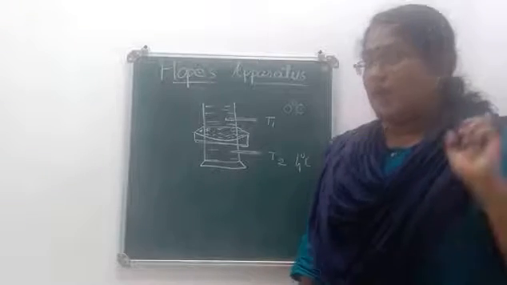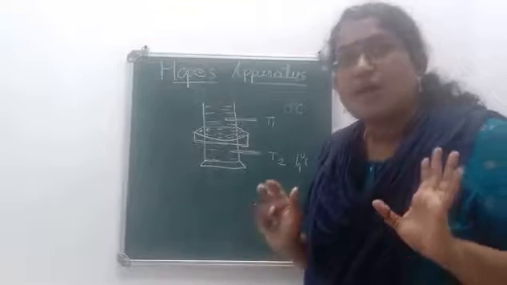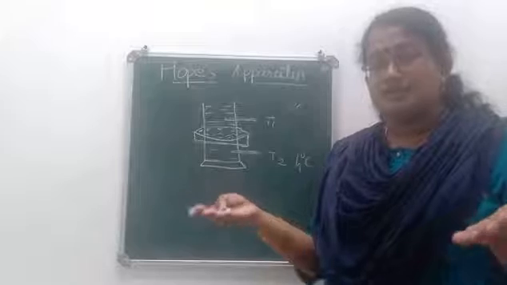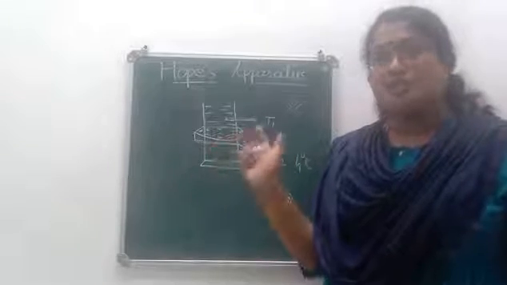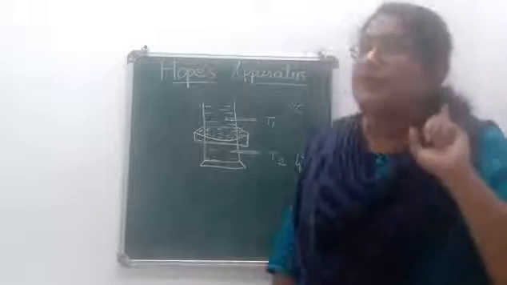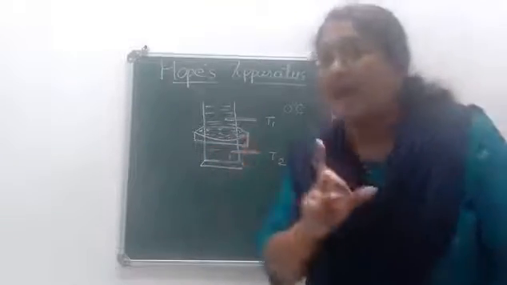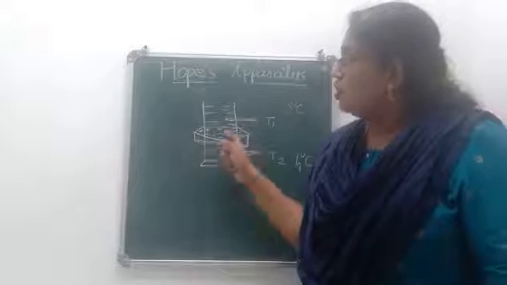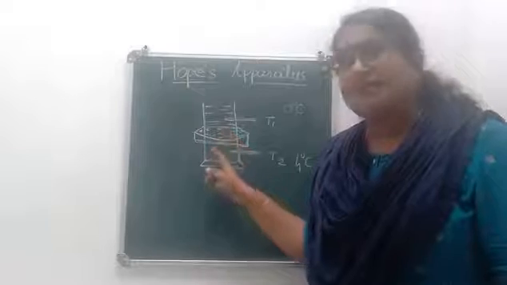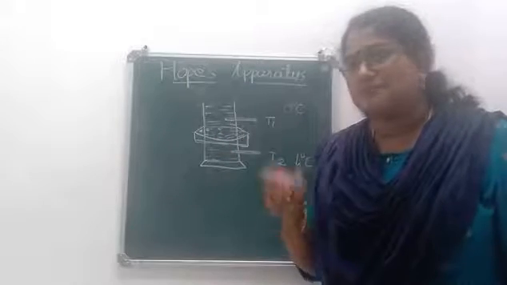So, at first I told you both the thermometers are showing the room temperature. That is, it is placed in a room, isn't it? So the normal temperature of the room will be shown by both the thermometers. Now, in the center we are having ice, isn't it? So this ice will cool the water present near its surface.